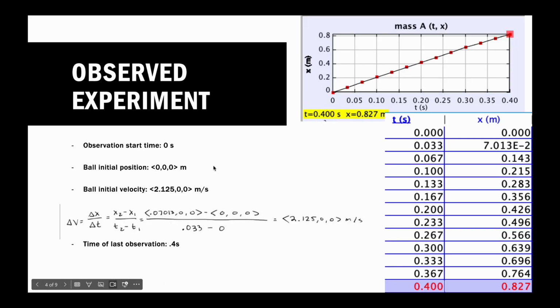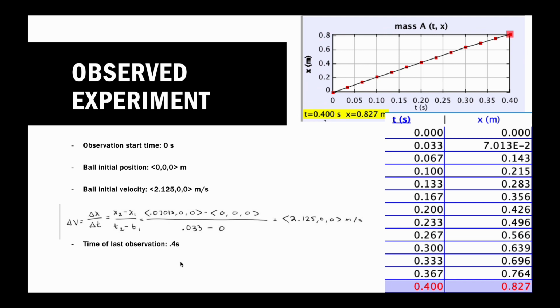In my observed experiment, I plotted this in Tracker, and I tracked the motion of the ball. And so the start time of this observation is 0 seconds. The initial ball position is at 0.000 meters. The ball's initial velocity is 2.12500 meters per second. And I found this calculating from just delta x over delta t, and I used the second position minus the first position in both time and position.